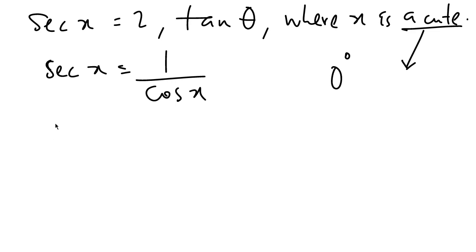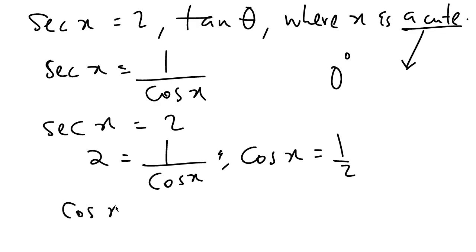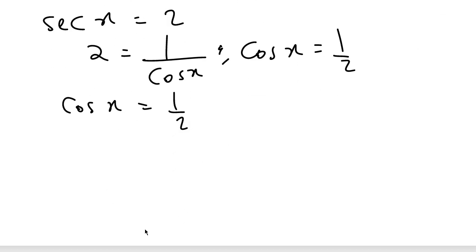So we have the right to say that since sec x is equal to 2, that means that 2 will be equal to 1 over cos x, which implies that cos x will be equal to 1 over 2. So with this, the job is almost done.